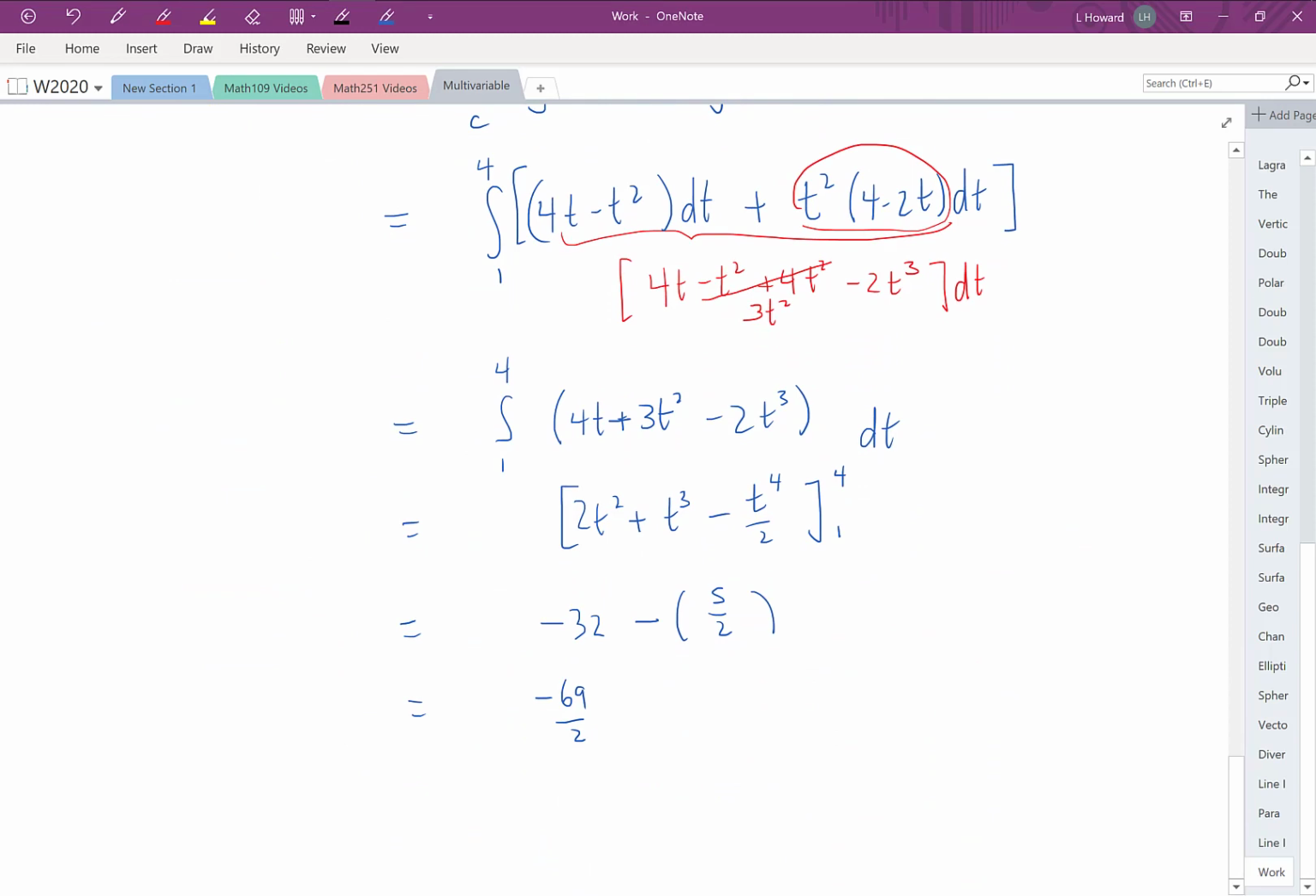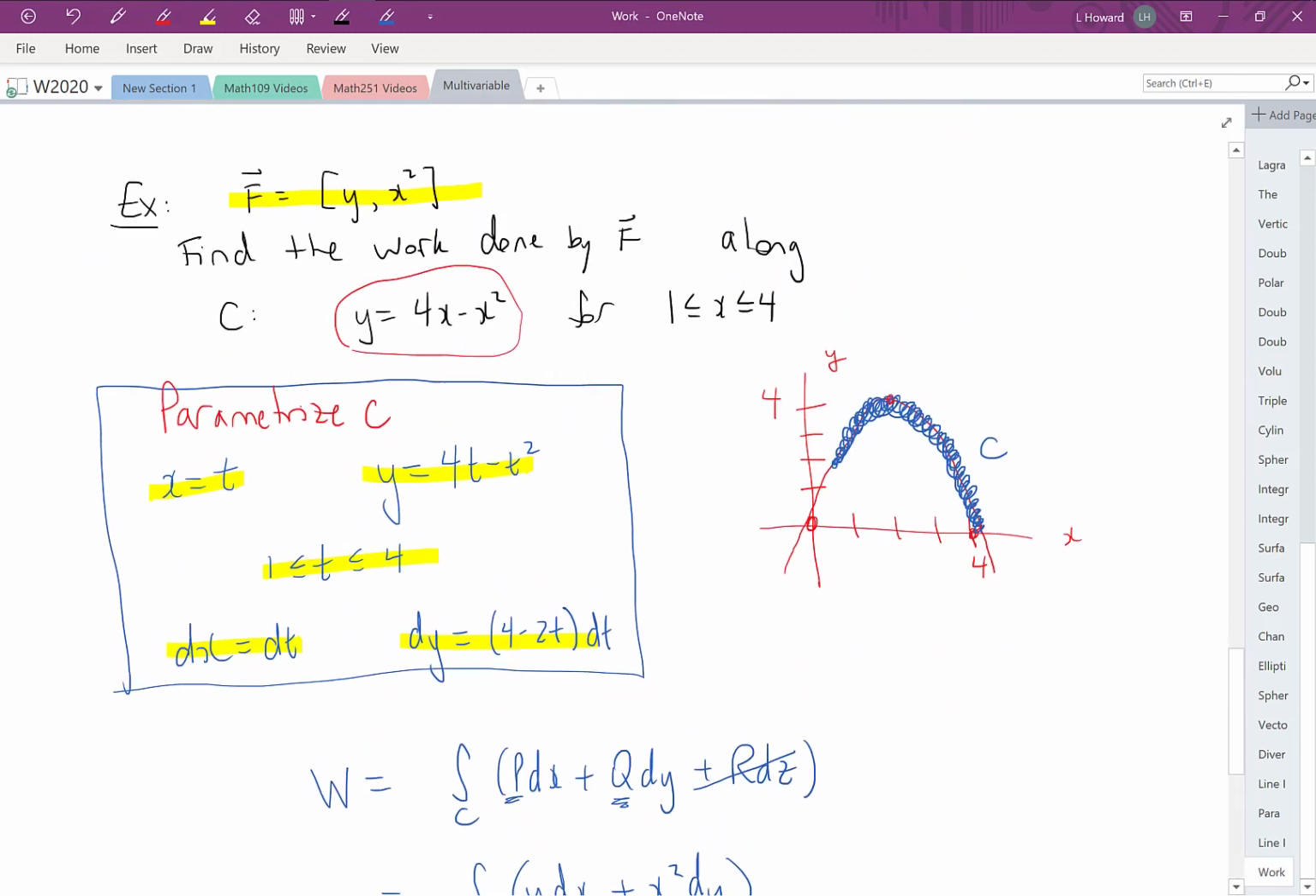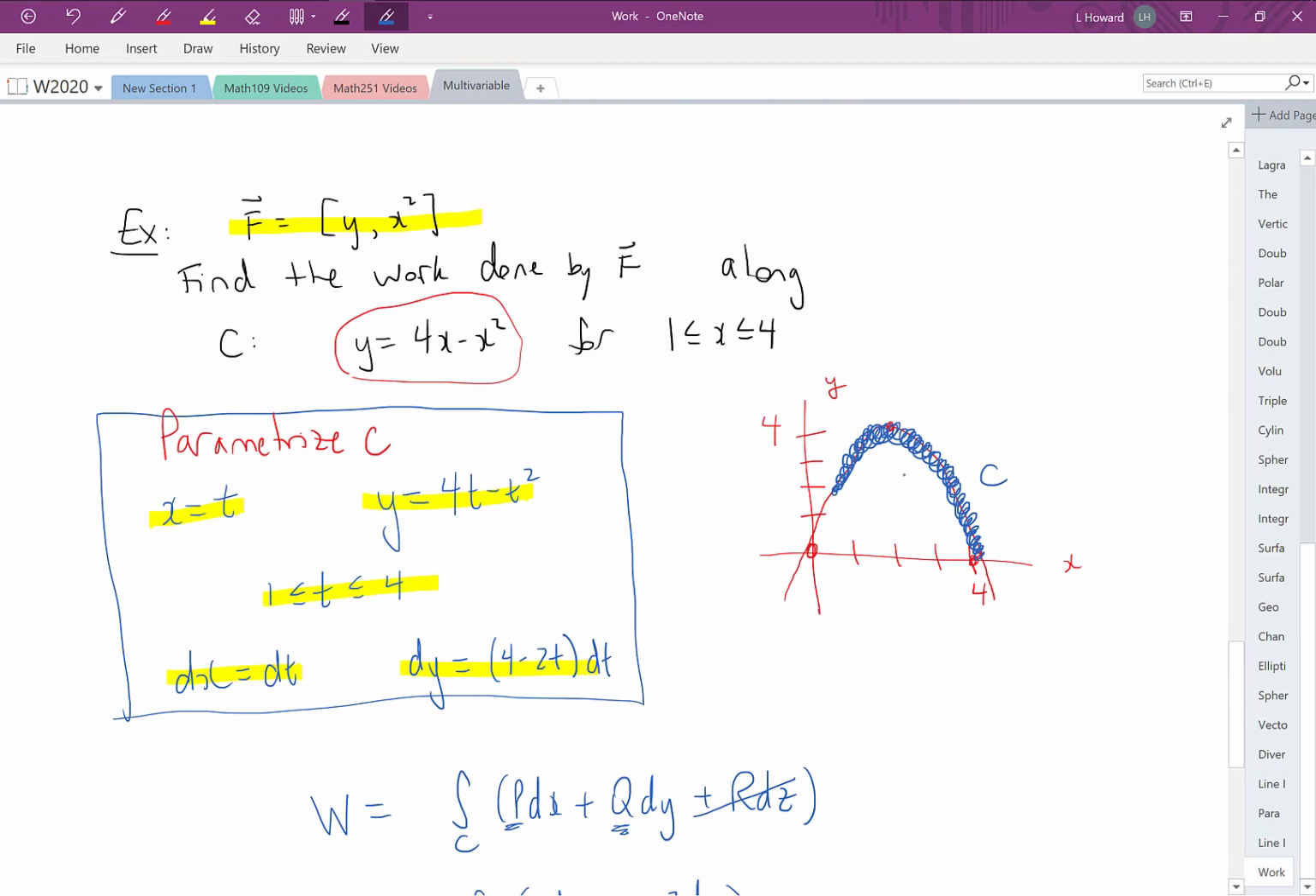So when you're calculating work, the direction that you travel along the curve matters. So we were traveling along the curve this way, and we know that because we were told in the problem we're traveling from x equal 1 to x equal 4. So the work done as you move from left to right is negative. That tells us, hey, if we had decided to travel along the curve backwards, if we had gone from right to left, we would have got a positive value for the work.